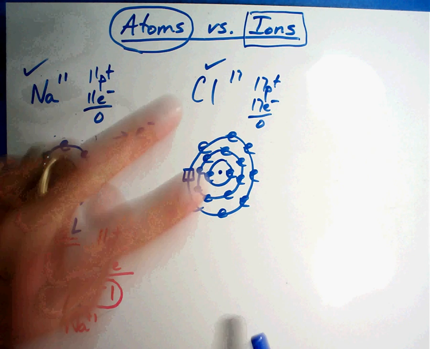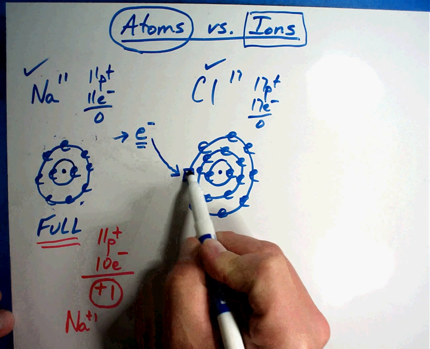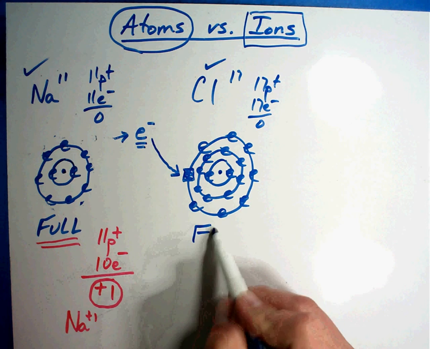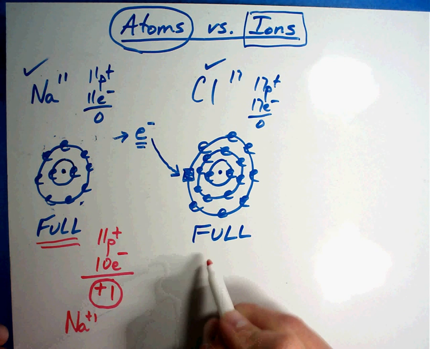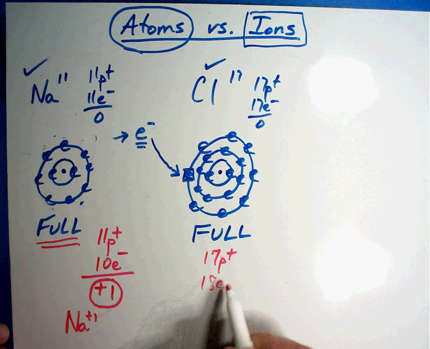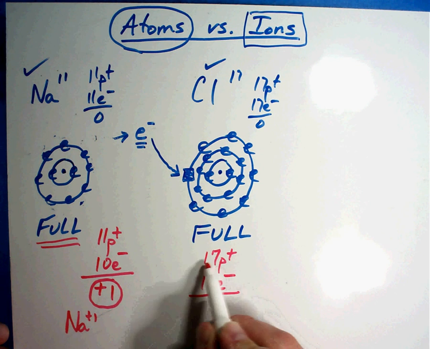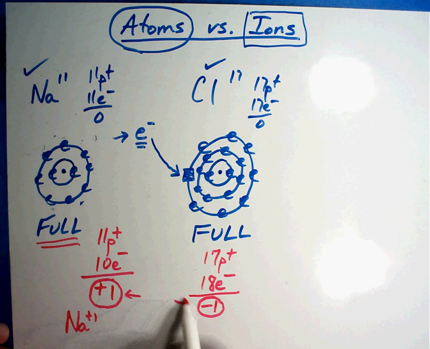To me, it sounds easier if he gets 1 from somebody. And let's just put that electron inside that box. He's now full. That is what he wants. He wants to be full. He's happy now. But this guy has 17 protons and now has 18 electrons. He gained 1. 17 pluses, 18 minuses. He became -1.